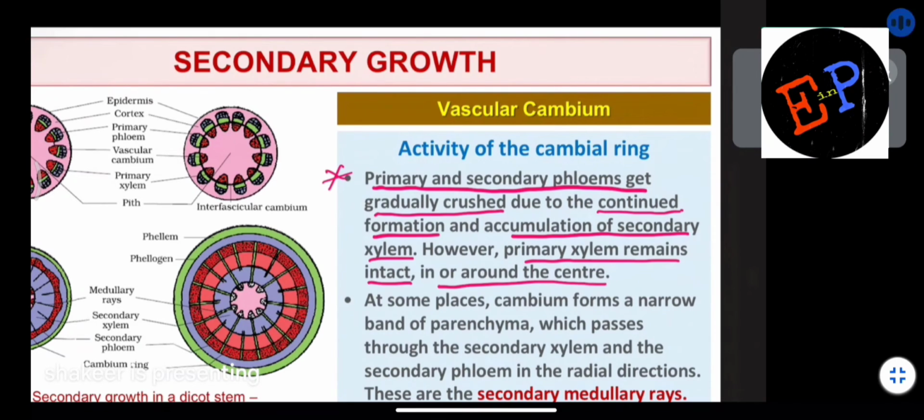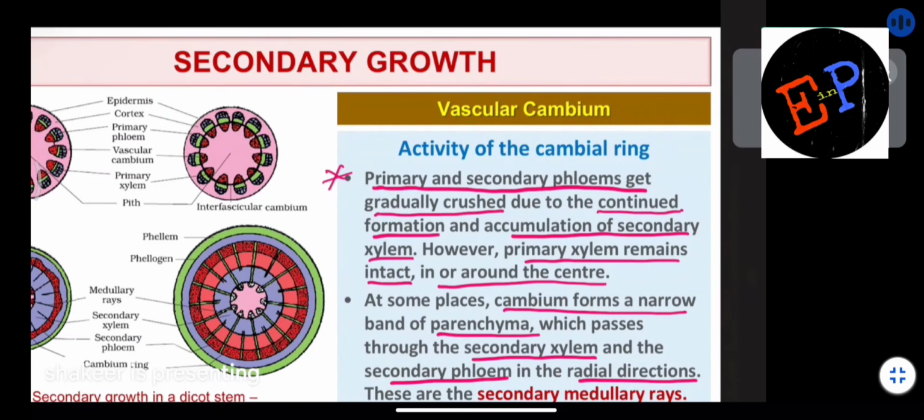Clear? At some places, cambium forms a narrow band of parenchyma which passes through the secondary xylem and the secondary phloem in radial directions. These are called secondary medullary rays. This already we have studied, no? What is meant by medullary rays, ma? Medullary rays means we know. So these are radial rays which are made up of parenchymatous cells which are arranged in radial fashion, which are responsible for transporting of water.